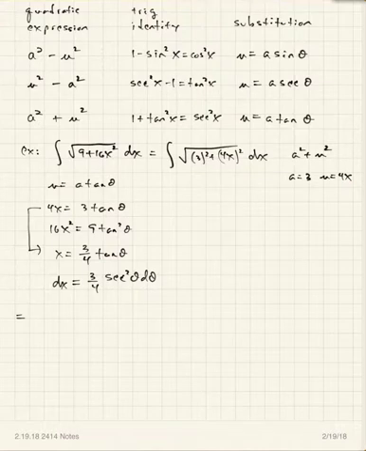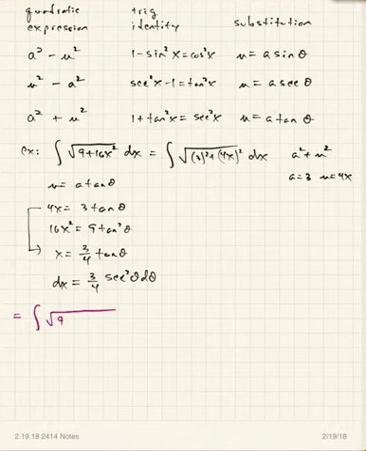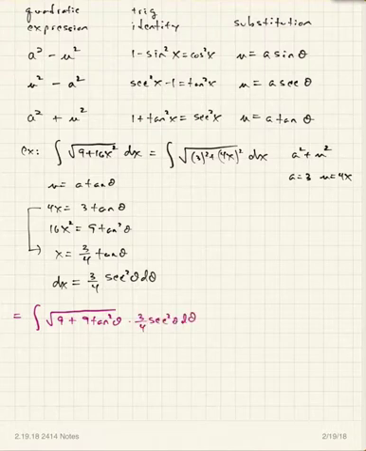So when we go to our new integral, the integral with respect to theta, we have the square root of 9 plus 9 tangent squared theta. And then that would be dx, and dx would be equal to 3/4 secant squared theta d theta.